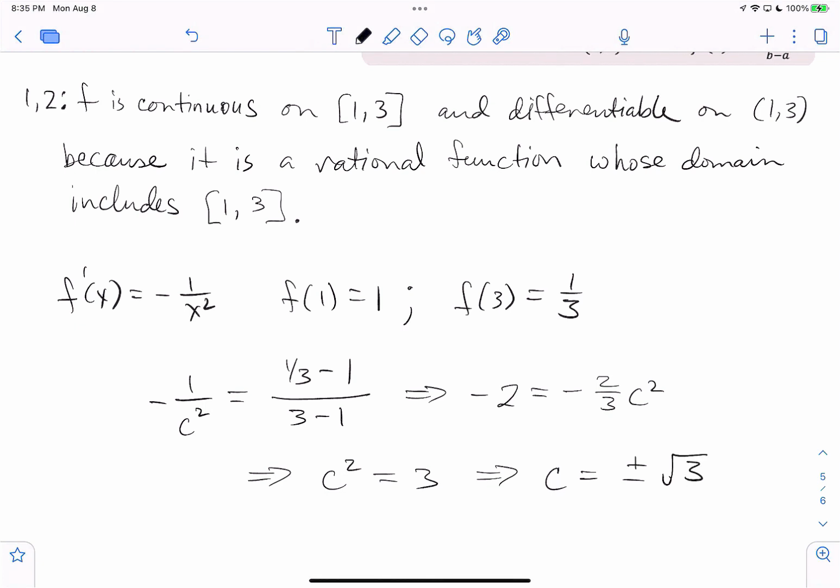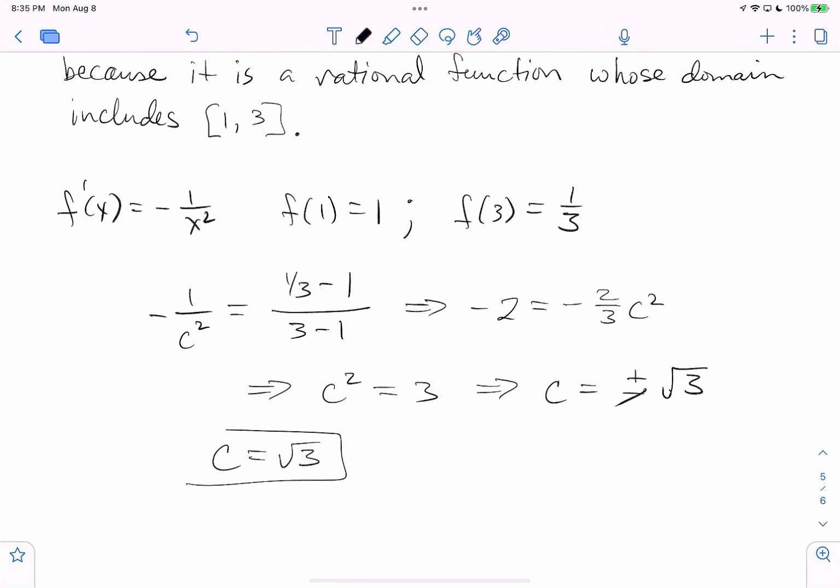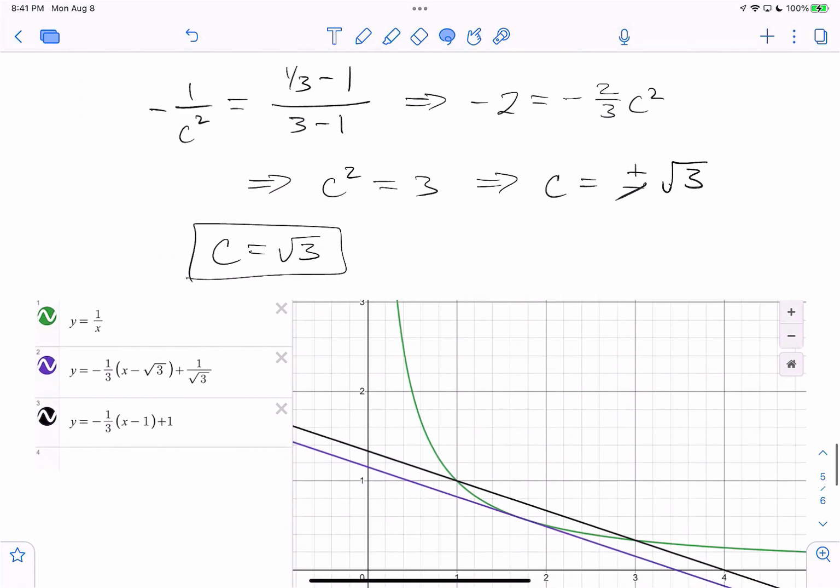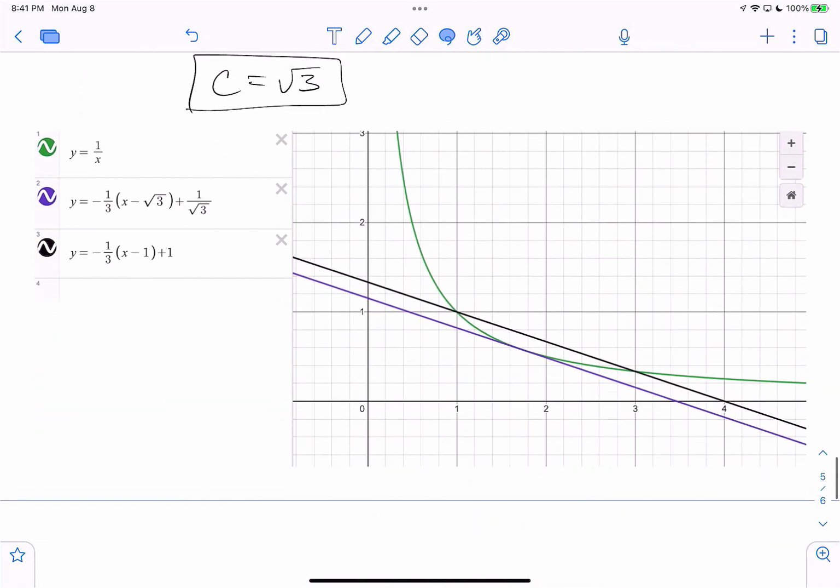But hang on, we're supposed to be between 1 and 3. Negative square root of 3 is not between 1 and 3. So c is equal to the positive, I'll rewrite it, the positive square root of 3. I would encourage you to use a graphing utility to verify this for yourself. And I just realized that was much more easily said than done, so here it is for you.